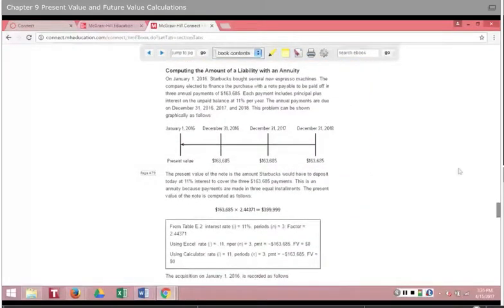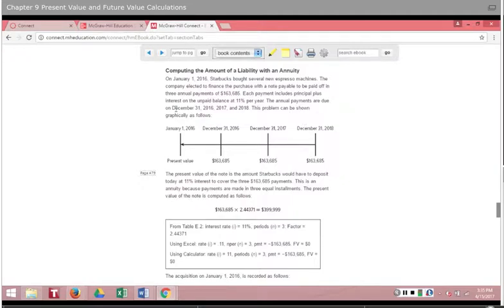Here's another example. It says on January 1st, 2016, Starbucks bought several new espresso machines. The company elected to finance the purchase with a note payable to be paid off in 3 annual payments of $163,685. Each payment includes principal plus interest on the unpaid balance at 11% per year. The annual payments are due on December 31st, 2016, 17, and 18.